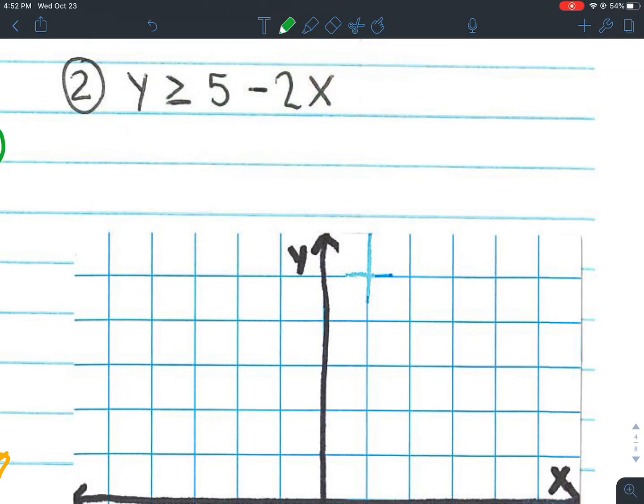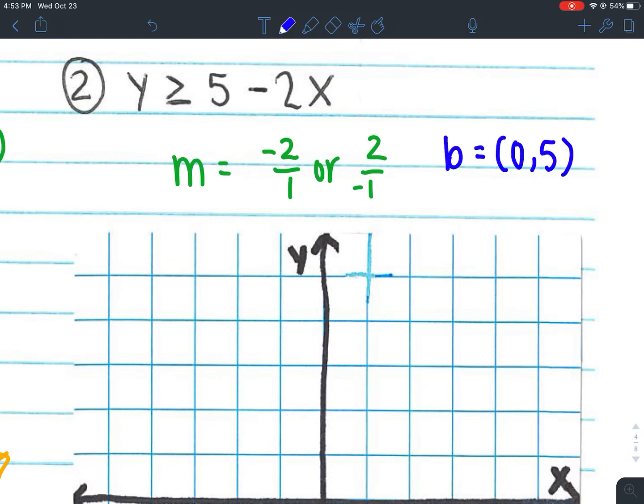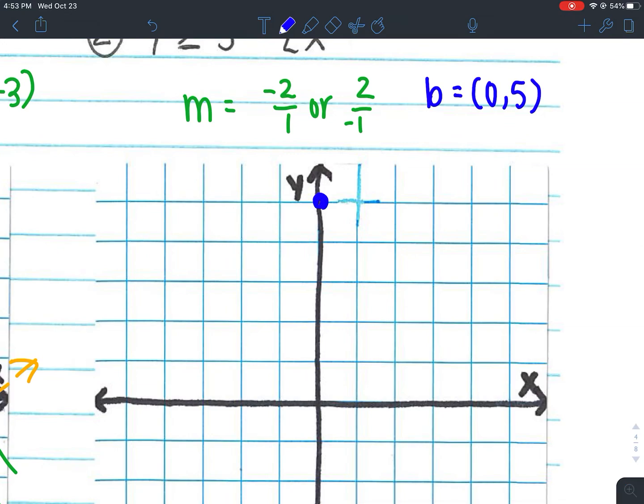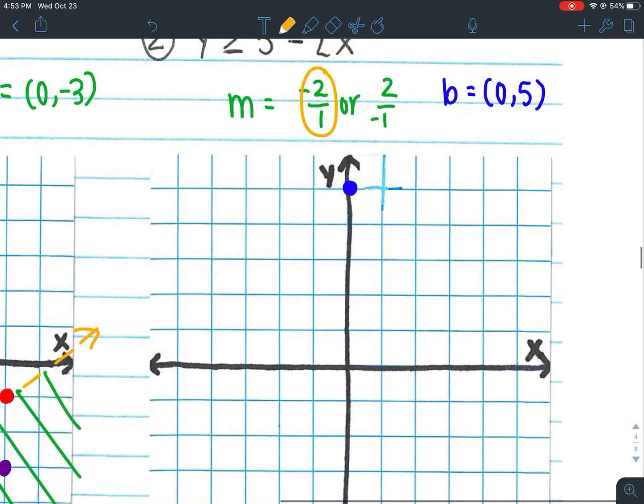Okay, so let's move on to number 2. This is already in slope-intercept form, so it's y and then mx plus b, except our mx and our b are swishing around a little bit, but that's okay. So our slope here is going to be -2/1 or 2/-1. And then our y-intercept is going to be (0, 5), a positive y-intercept at 5.